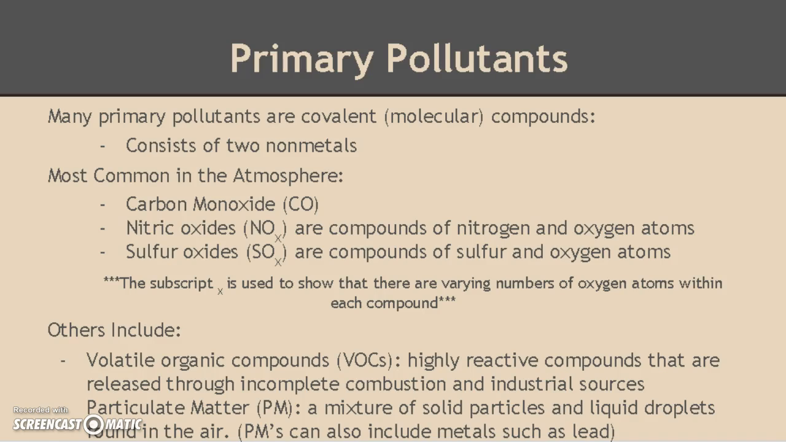Let's first talk about primary pollutants. Primary pollutants are covalent or molecular compounds. And as we talked about in class, molecular compounds are the compounds that consist of two nonmetals. The most common in the atmosphere include carbon monoxide, nitric oxides, or sulfur oxides. Other primary pollutants include VOCs, which stands for volatile organic compounds, and these are highly reactive compounds that are released through the incomplete combustion of industrial sources.